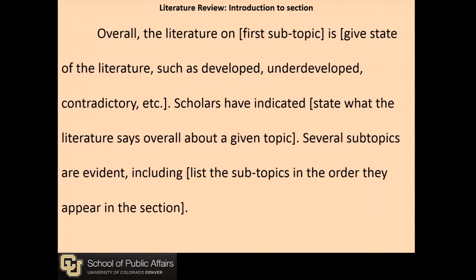And so here's a literature review introduction to a section. You have your overall introduction, but all the introductions to sections are essentially written the same way. Overall, the literature on first subtopic is give state of the literature, developed, underdeveloped, and so forth. Indicate what scholars have said generally, and then overtly identify the subtopics, including blank.